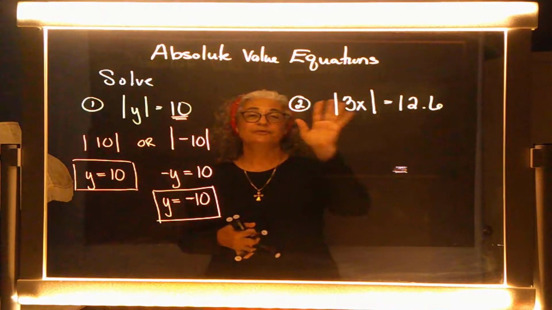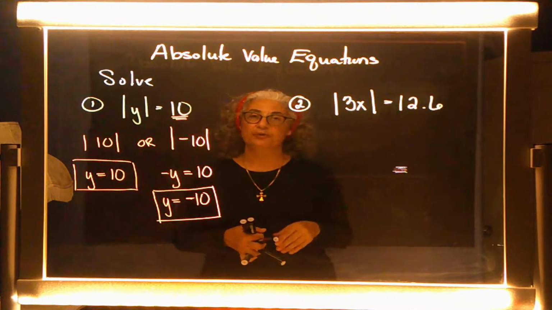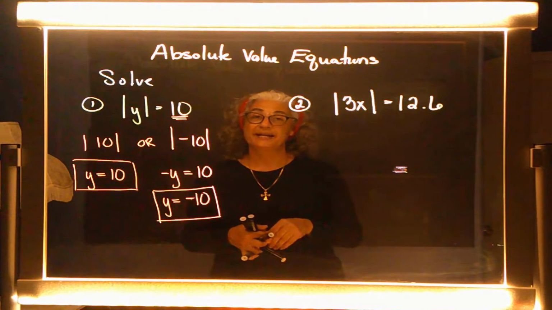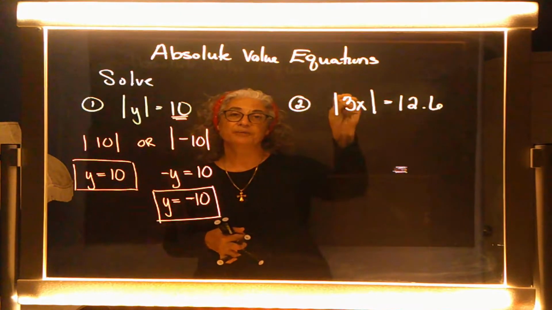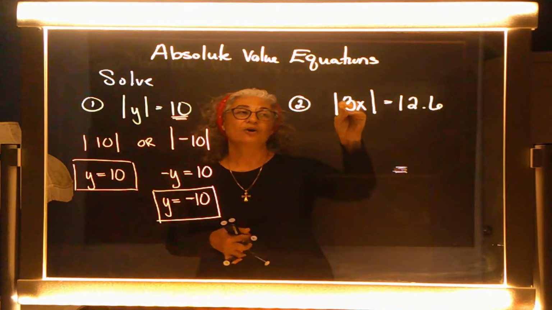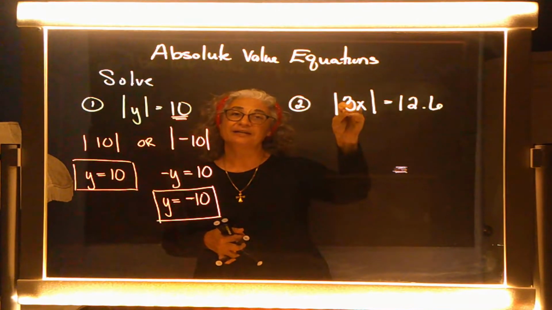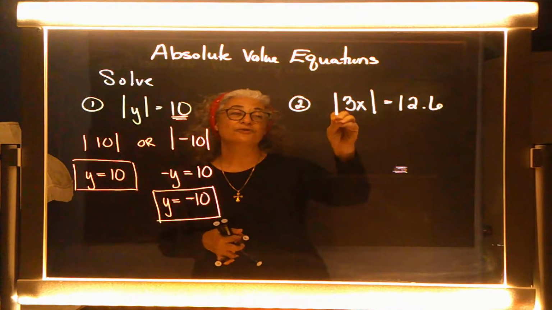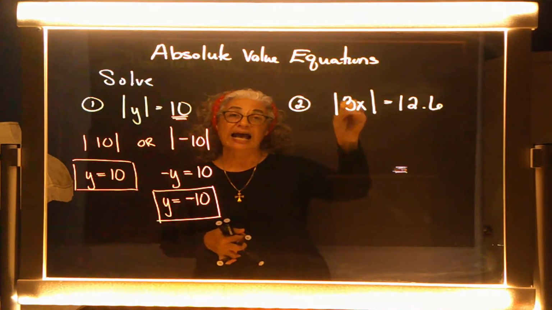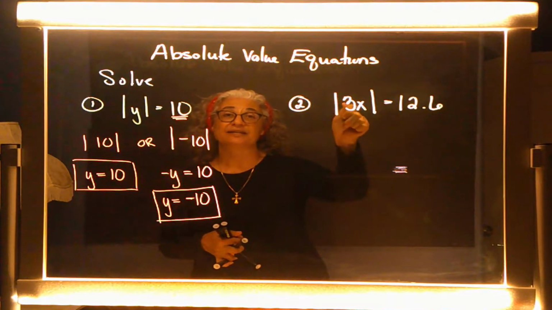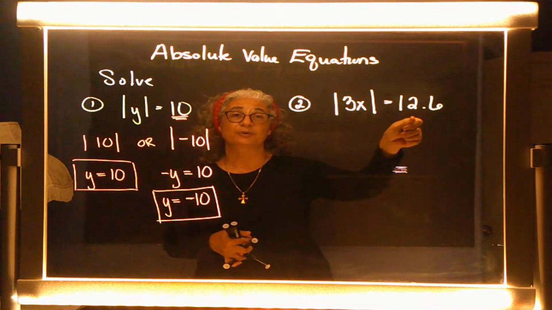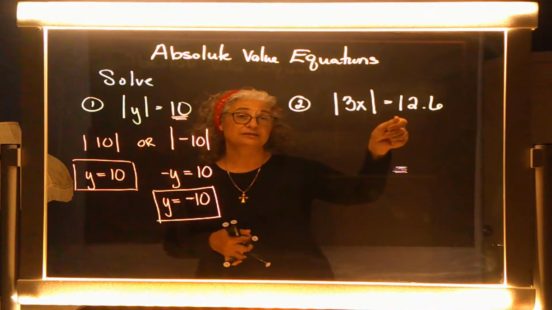I have this absolute value of 3x and it equals 12.6. Now, here's the deal. The number inside here could be a positive number, agreed? Or the number inside here could be a negative number. Do you agree? Yeah. One way or another, though, this 3x has to be a positive 12.6, or that has to be a negative inside of here, and it still equals the positive 12.6, right?